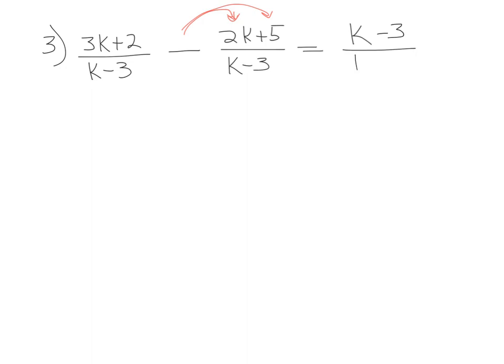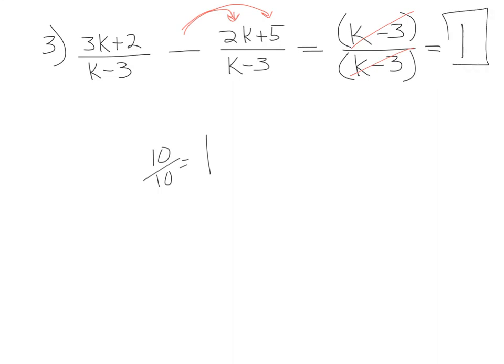Leave the denominator k minus 3. I have k minus 3 over k minus 3. That cancels. And you get 1. Not 0. Remember, when you cancel, you get 1. Like 10 over 10. What's 10 over 10? 1, right? So anything divided by itself is 1. So your final answer? 1.